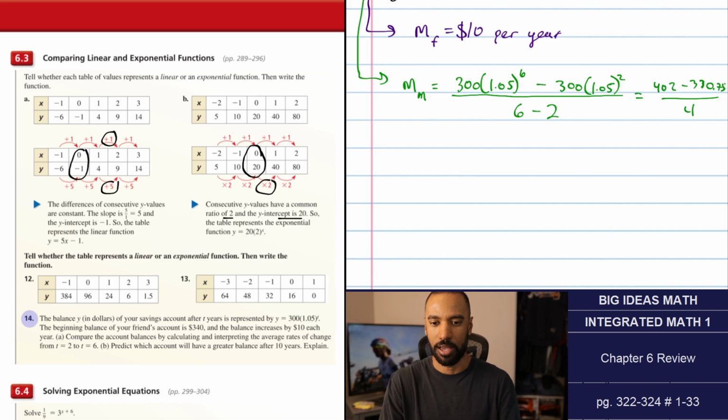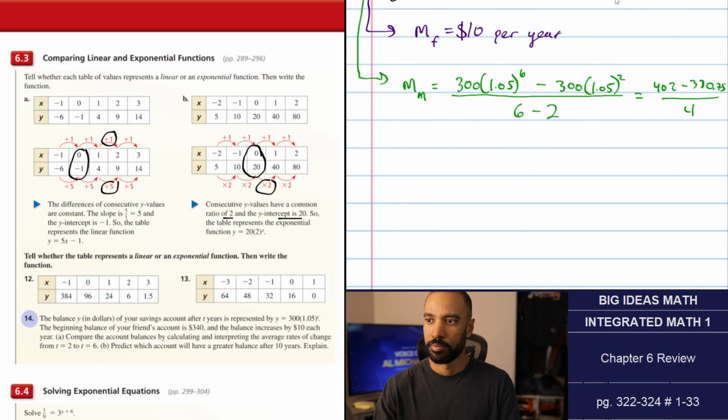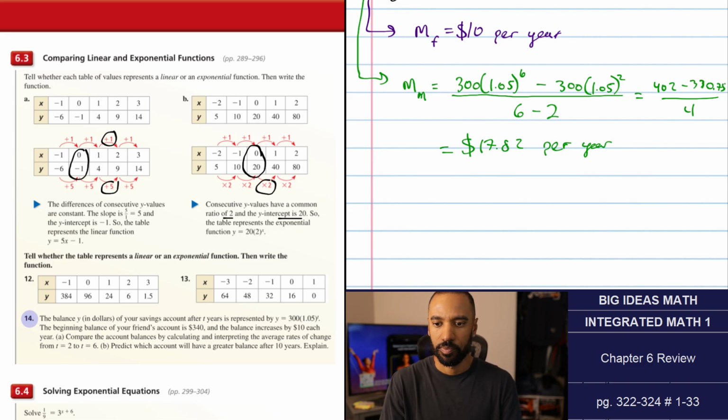So I'm going to use this whole calculation here. I'm going to do this minus 300 times 1.05 to the second power, and then divide that by 4. And then you get around 17.82, I'll say. $17.82. So it's an average of $17.82 per year in that time frame from years 2 to 6. Okay?